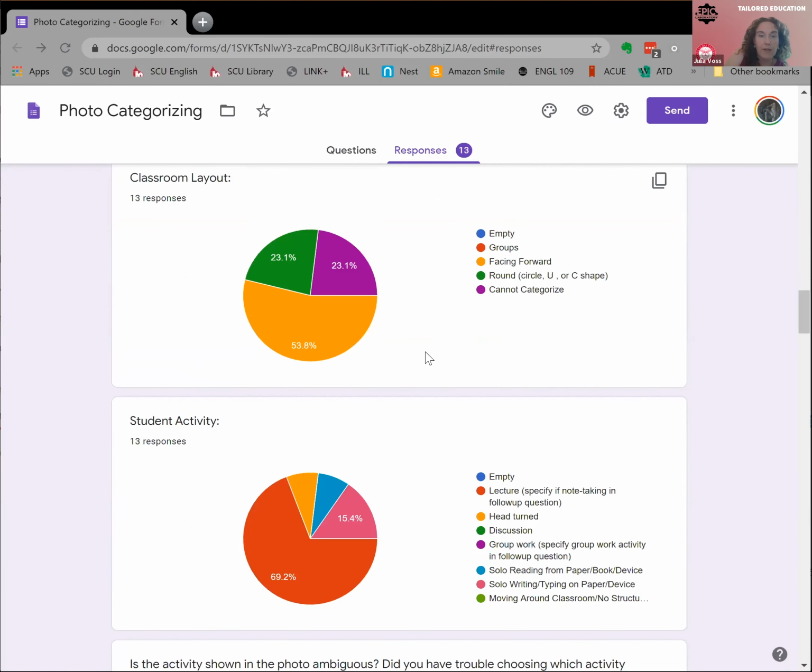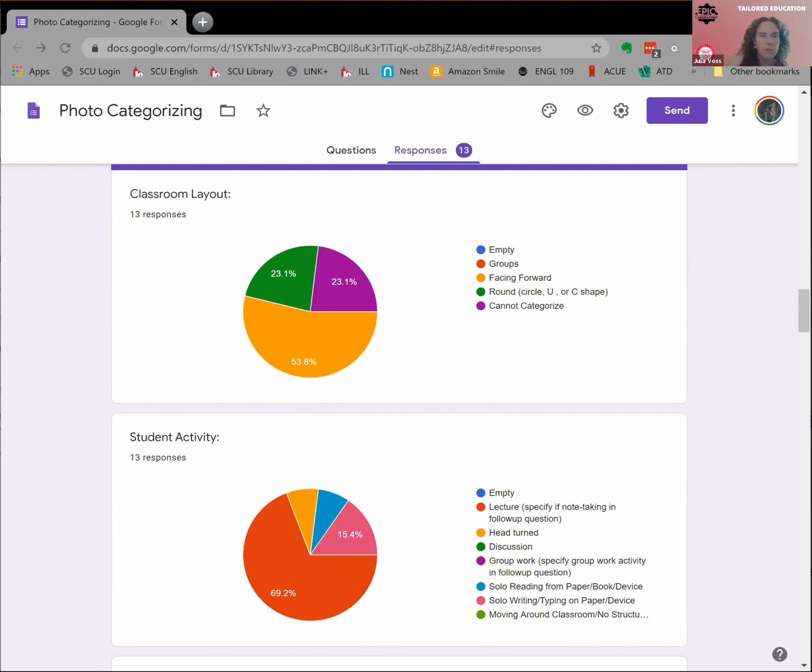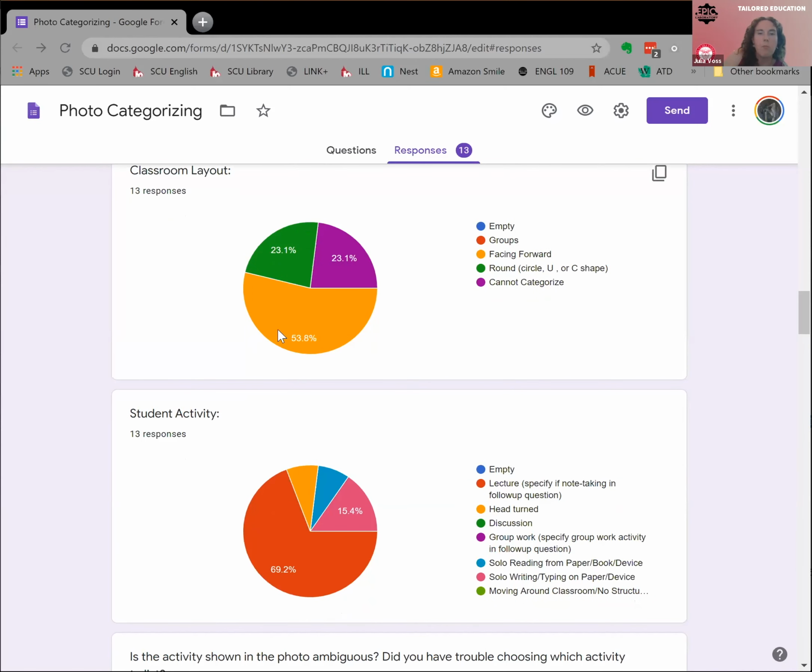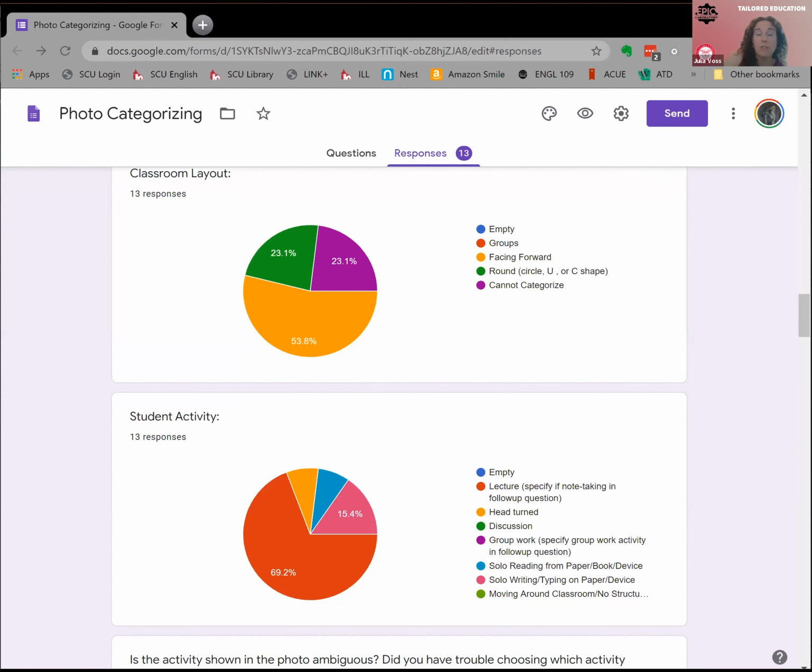This one for classroom layout, this was much more ambiguous. This was the photo, I think, where, this was picture number three. I'm trying to open another window so that we can look at it at the same time. But here there was a lot more ambiguity about even what the layout of the classroom was, let alone what activity was going on in it.